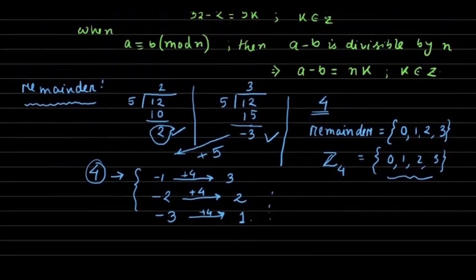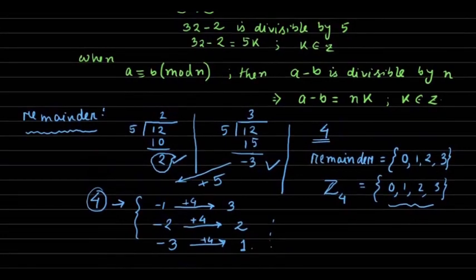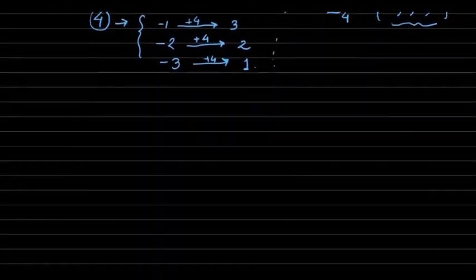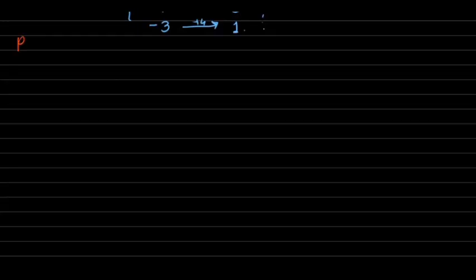Okay, let's move on. Again, when a is congruent to b mod n, this can be represented as a minus b equal to nk. There are several properties, so let's begin with property 1.